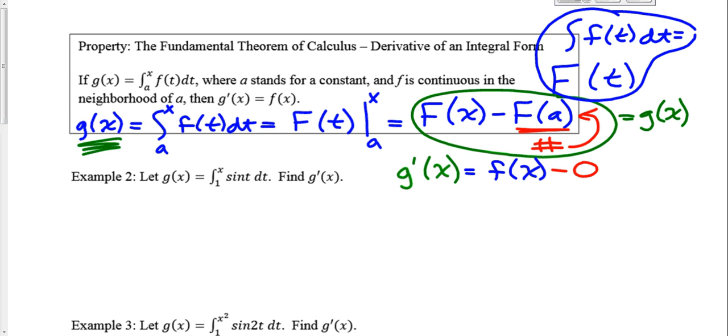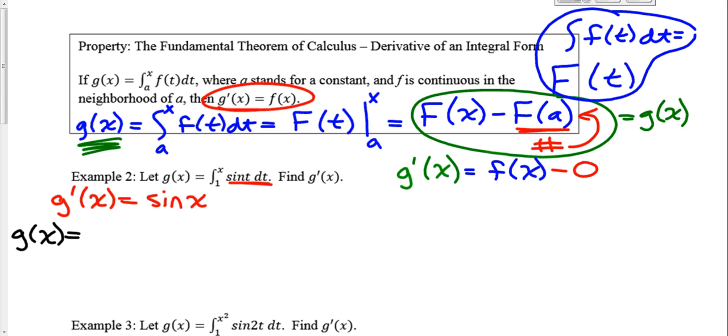So let's look at example 2. We have this thing, and what it's saying is, okay, let's find g prime of x. I'm just going to use the property at this point, and the property says g prime is just going to be f. What's my f in this case? Well, f is sine of t, which means g prime of x should be sine of x. I'm not sure if we all believe that, so let's go ahead and work it out. So if we were to find the antiderivative, we would get g of x would be the antiderivative of sine is negative cosine of t, and that would be from 1 to x.